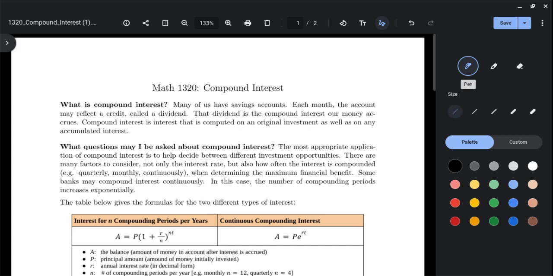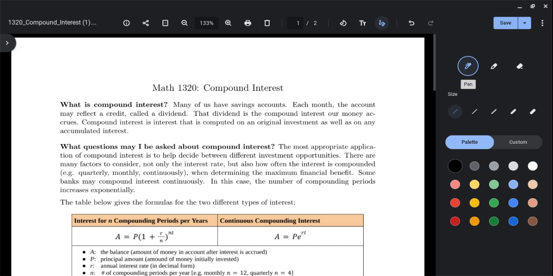A lot of you, thinking about interest, might think, oh, the interest rate is the most important thing that I need to think about. It needs to be a higher interest rate so then I can get more money back. But that's not the only thing that we need to consider. It can also be more helpful if the interest is compounded more often. So if it's compounded quarterly or monthly or continuously.